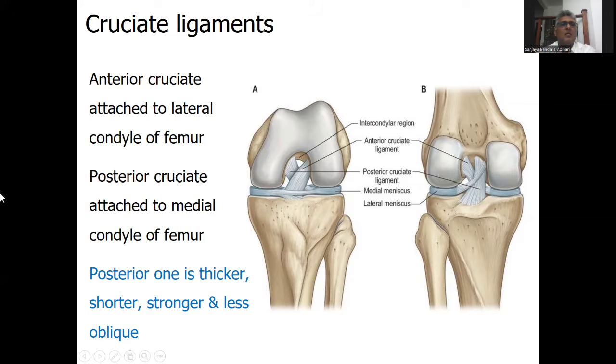A comparison between the anterior cruciate and posterior cruciate: the posterior cruciate is the thicker one of the two, thicker, shorter, and less oblique. The anterior cruciate is longer, thinner, and more oblique compared to the posterior cruciate ligament. Here you can see the posterior cruciate is almost straight and broad. Therefore, when you get cruciate ligament injuries, the anterior cruciate is more prone to get injured than the posterior cruciate ligament. Both can get damaged, but the anterior cruciate is more prone.